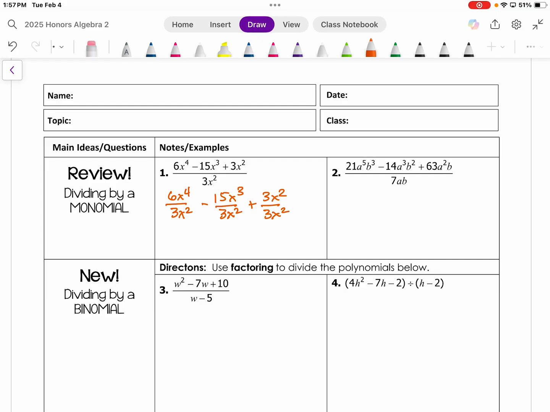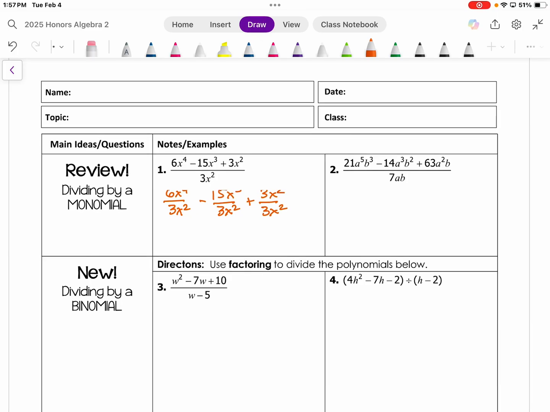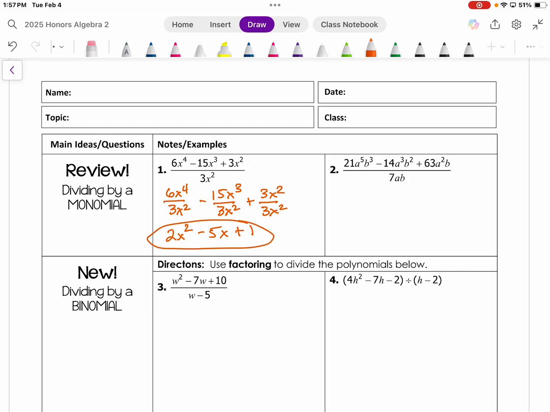Now I just go through basically what we learned about exponent laws. 6 divided by 3 is 2. And then I get to subtract my exponents. X to the 4 divided by x squared is x squared. And then I have minus 15 divided by 3 is 5. X cubed divided by x squared is just x. And then I take something and divide it by itself. The answer is 1. And so this is the simplified answer to the division.